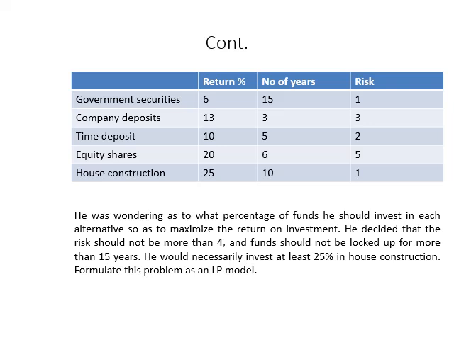Company deposits gives 13, within 3 years, and its risk equal 3. Time deposit 10%, 5 years, and risk equal 2. Equity shares 26 respectively, 5 respectively. House construction, it is 25%, and for 10 years risk equal 1.